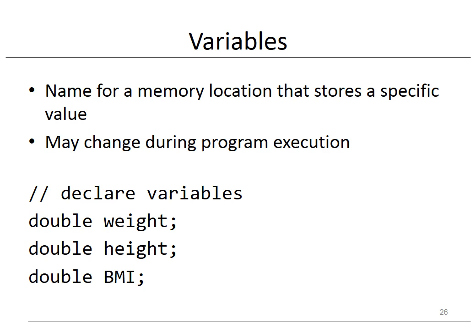Remember, a Java class has both variables and methods. A variable is a name for a memory location that stores a specific value. This value may change during program execution. In our BMI example, we have three variables: weight, height, and BMI. All three are defined using the data type double, which represents a floating point number.